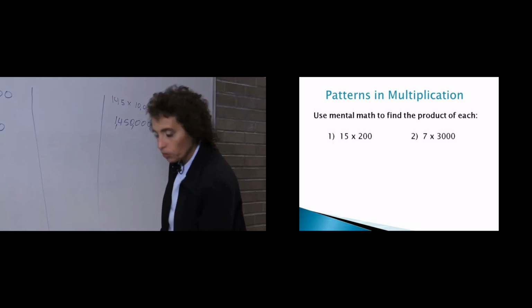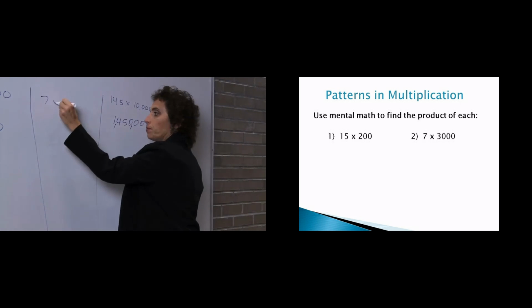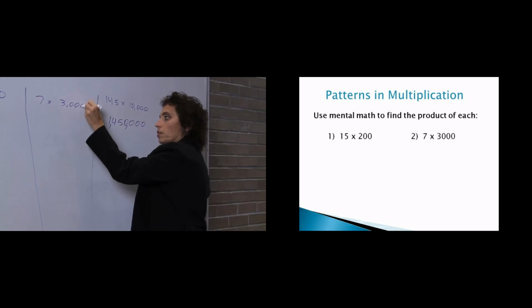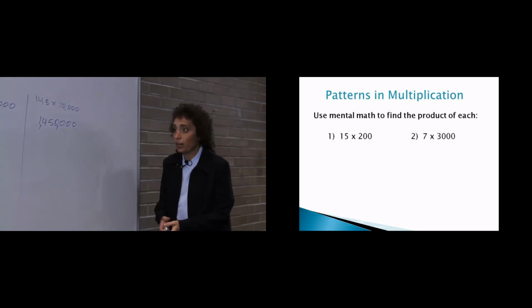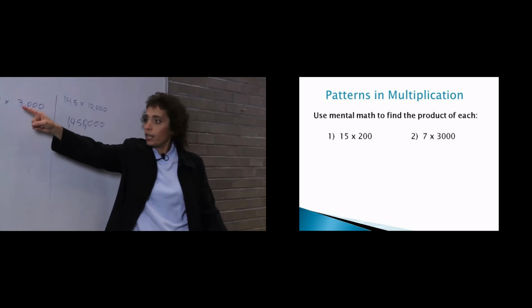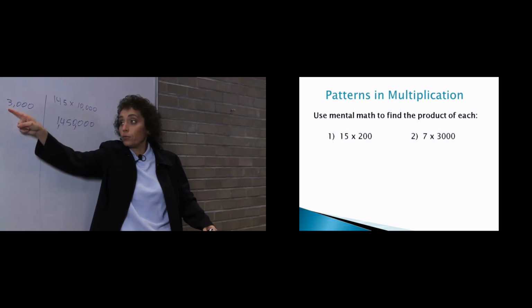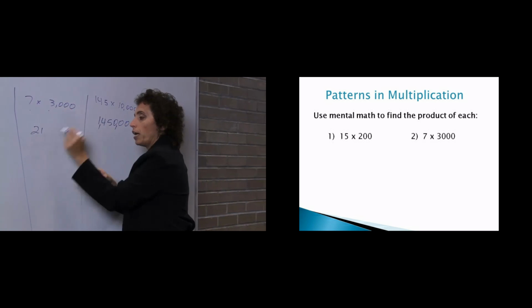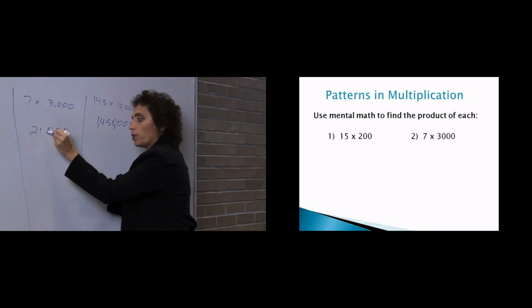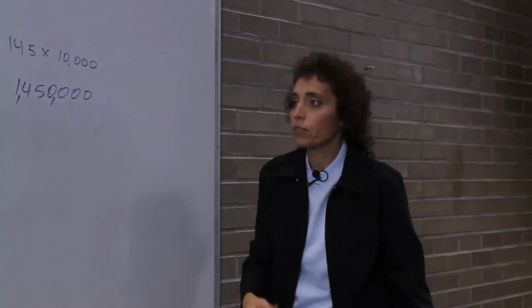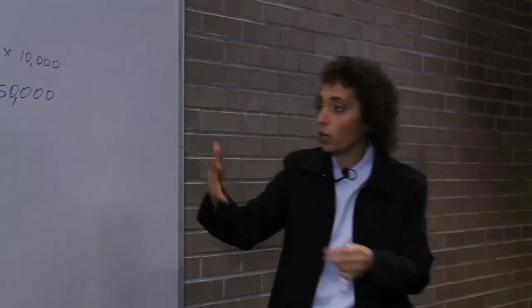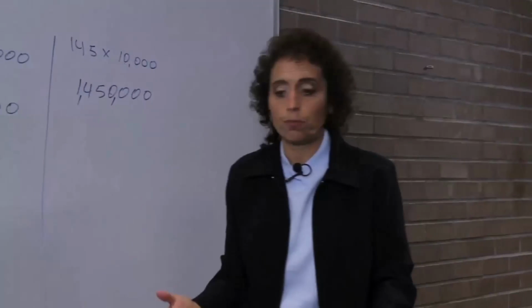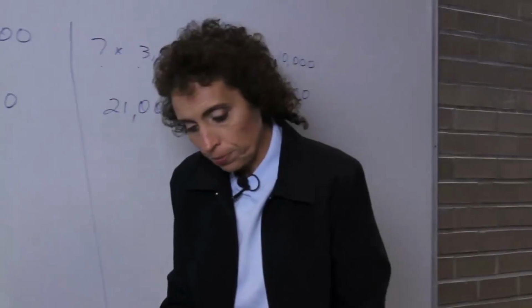Let's see if we can do another one. How about 7 times 3,000? Again, we have this 7 times this 3. 7 times 3 is 21, and we add these 3 zeros, and we get 21,000. So it makes multiplying with a power of 10 really, really simple, if you understand how it works.